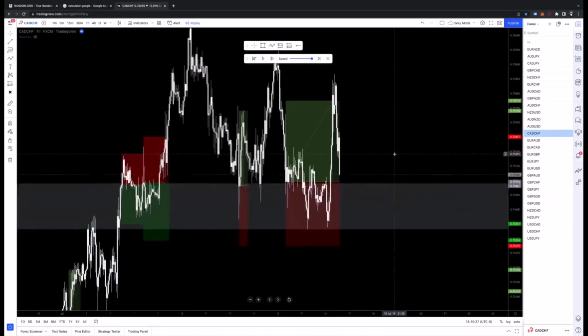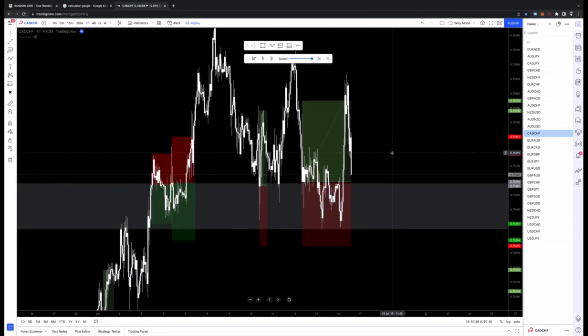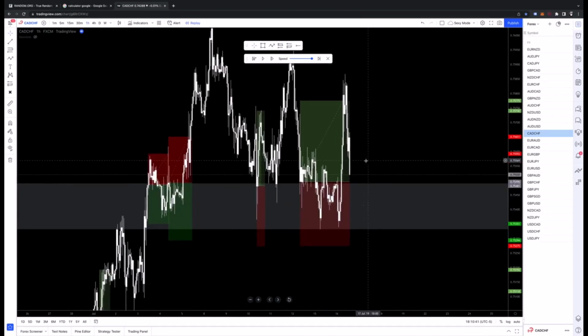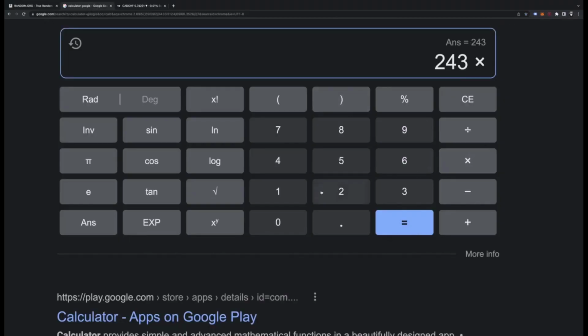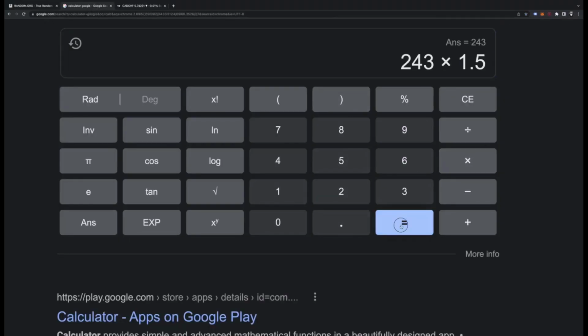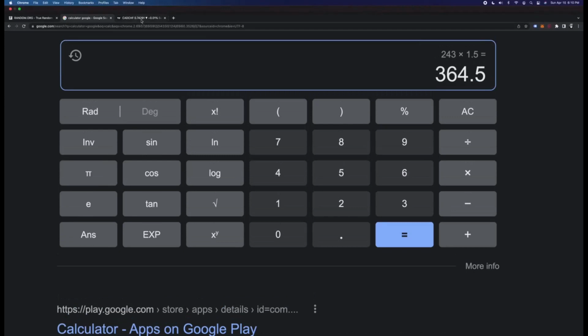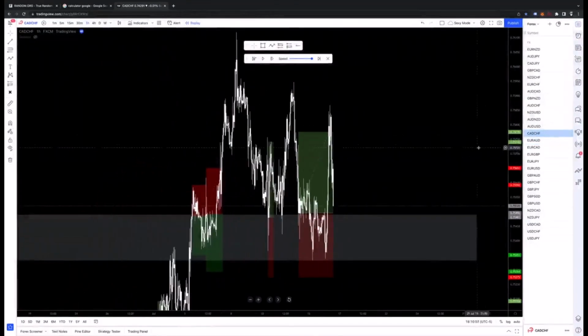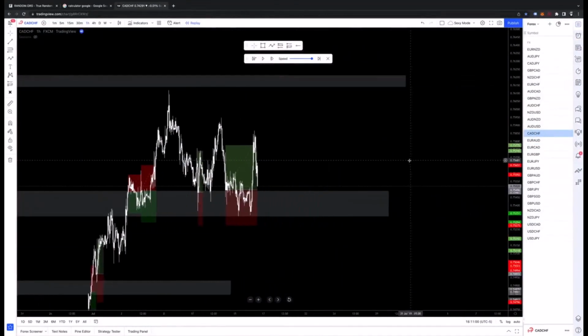So again, there are no trade management rules. All you do is hold on to the trade regardless. We did have a push deeper into the zone, then rejection, but in this case, this one didn't break the zone. So it's just a set and forget. It hit the profit target, so that's good. So 243 times 1.5 puts us at 364, and we'll keep on trading.